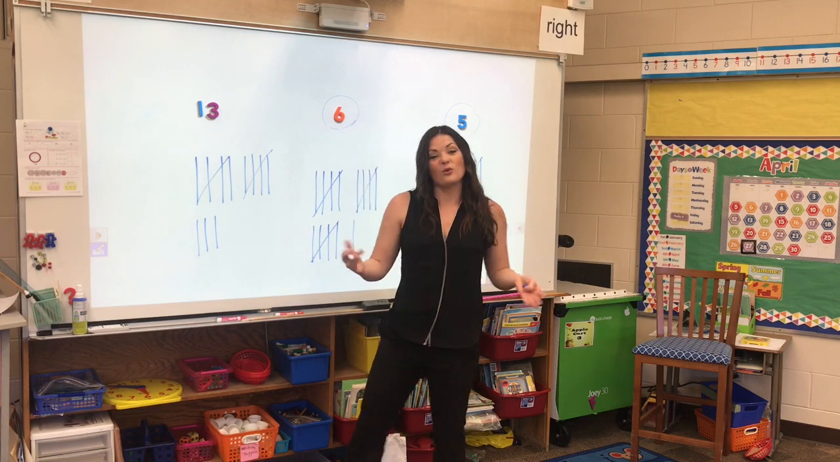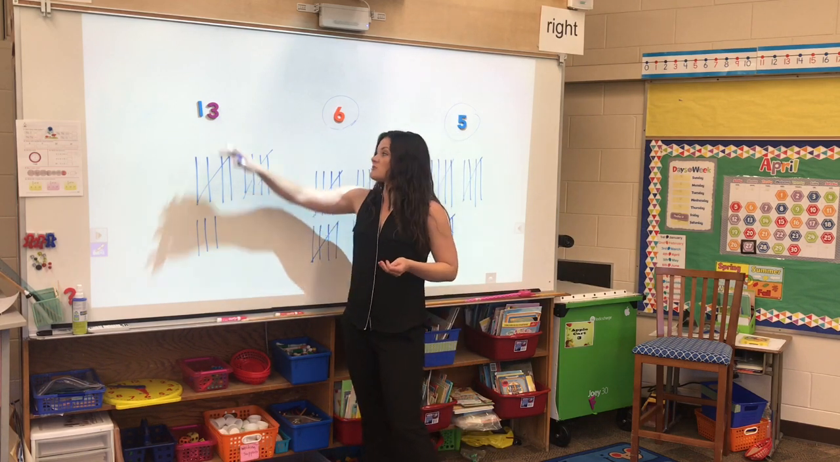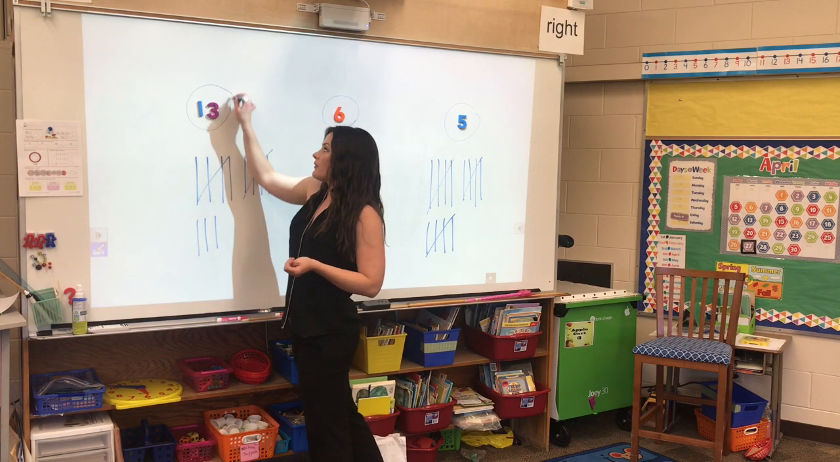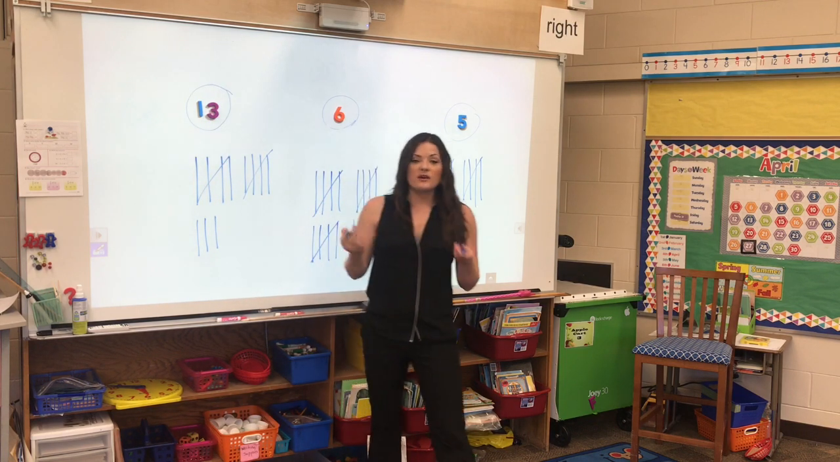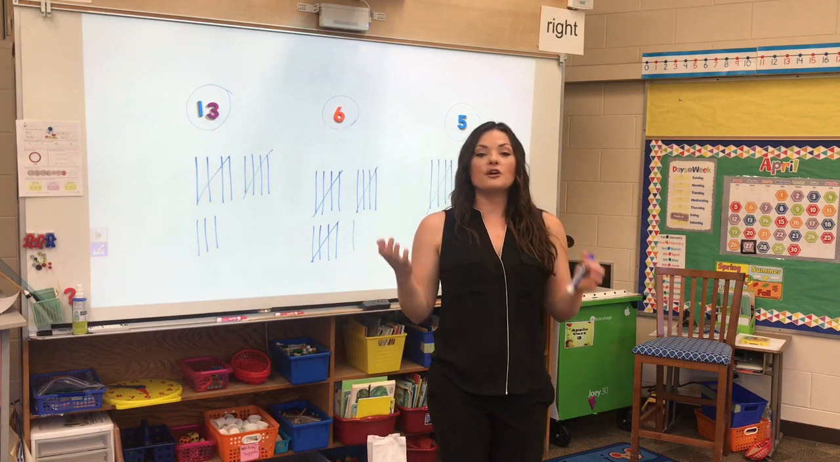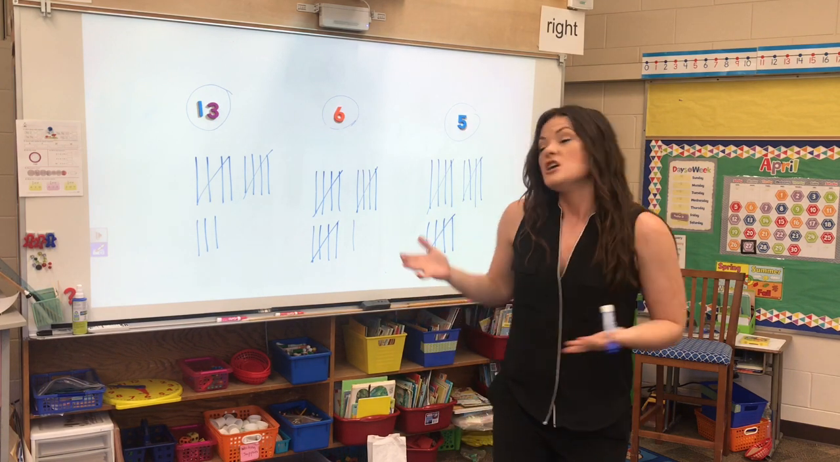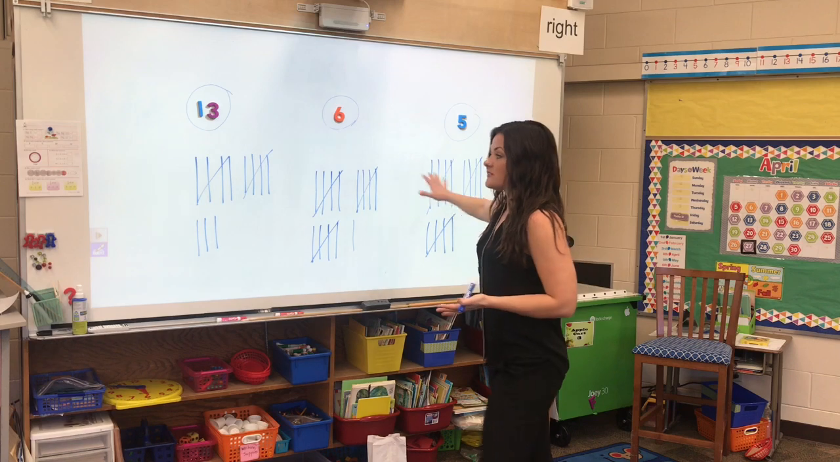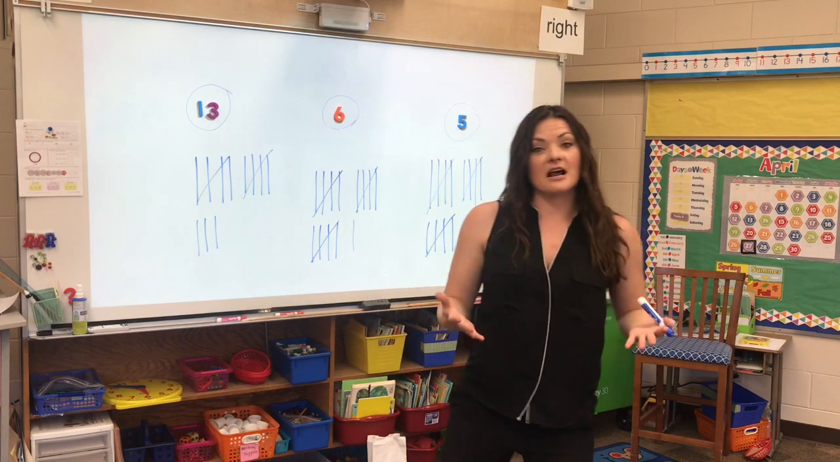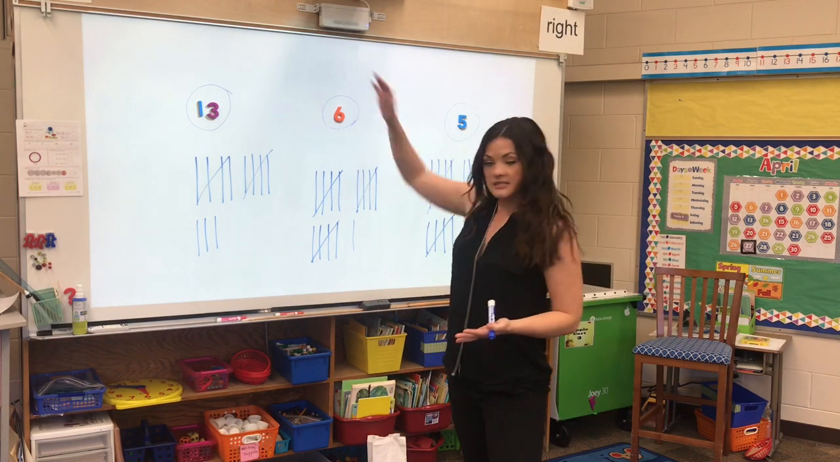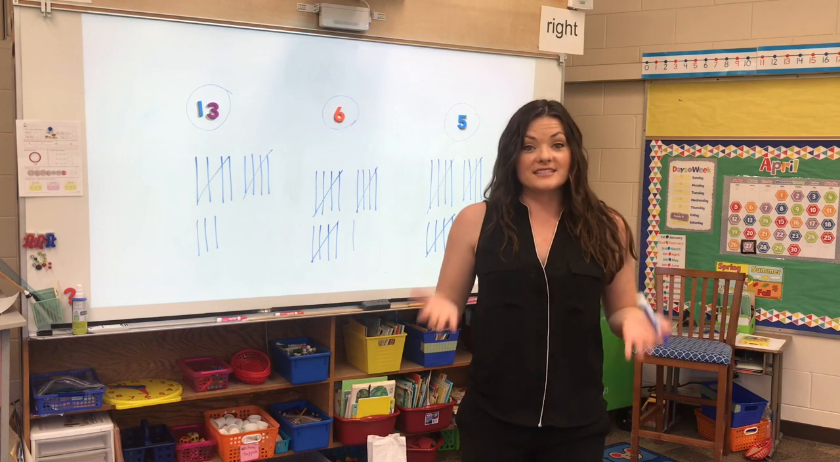We're not gonna cross on the last group because we're stopping at our number 13. So boys and girls, you're gonna see today on your paper, it's gonna give you that number and you're gonna make those tally marks. Just like we practiced up here in groups of 10, you're also gonna count the tally marks and tell me what number they represent.